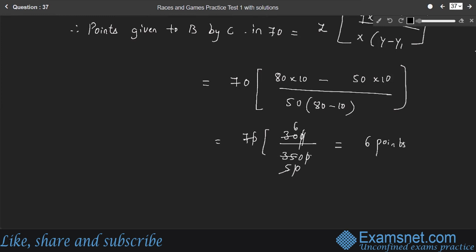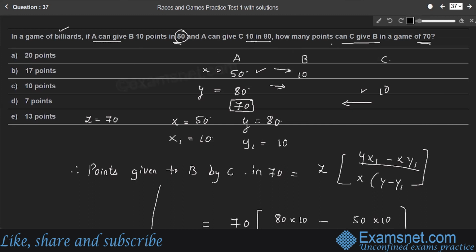Am I right? Here is a small mistake we made. Here y1 answer is correct. Yes, 6 points. Points given to B by C is equal to 6 points. So here is a small error, students. Option D should be 6 points. Option D is the right answer.